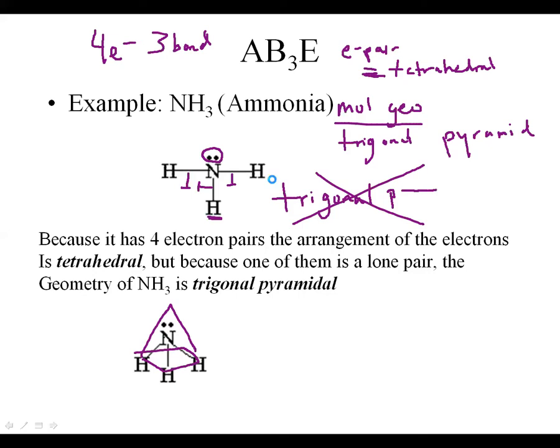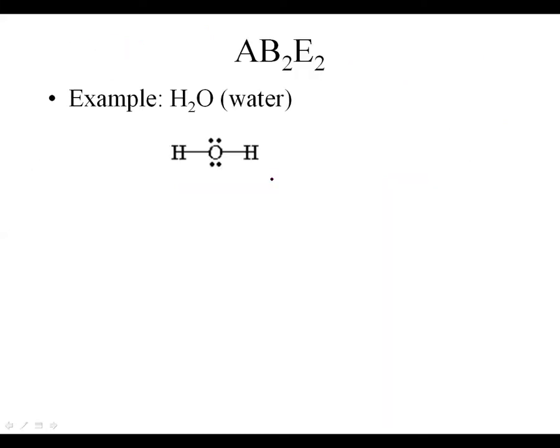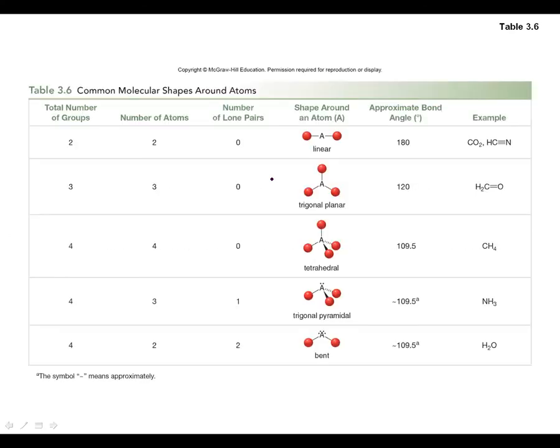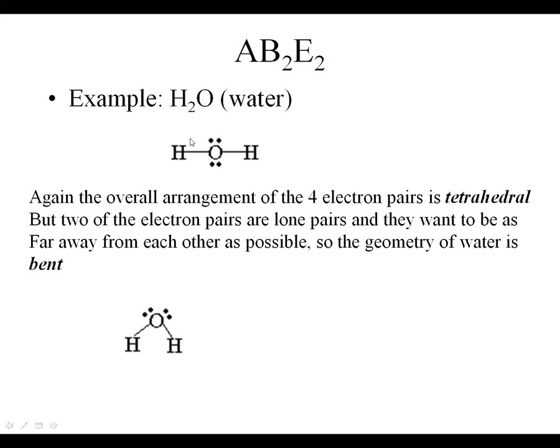And our last geometry here is the one we see in water. When we look at water, it has 1, 2, 3, and 4 electron pairs. It also has 1 and 2 bonds. So our electron pair geometry is going to be tetrahedral as well, again because it still has 4 electron pairs. It doesn't matter if they're bonding or non-bonding.